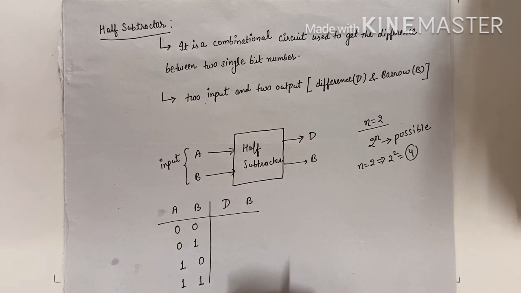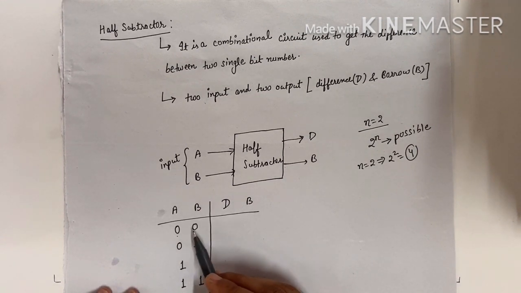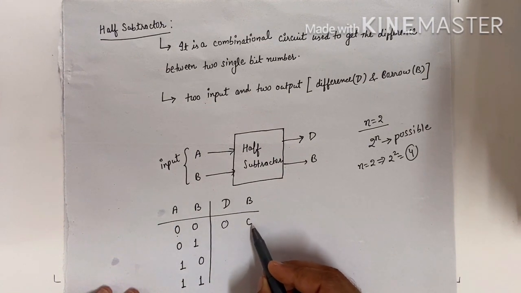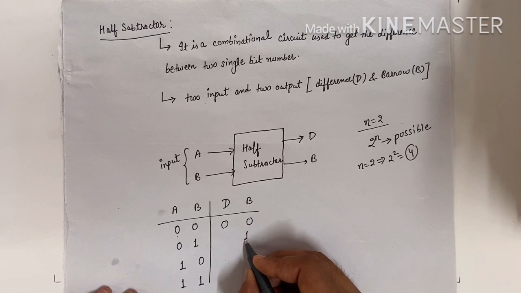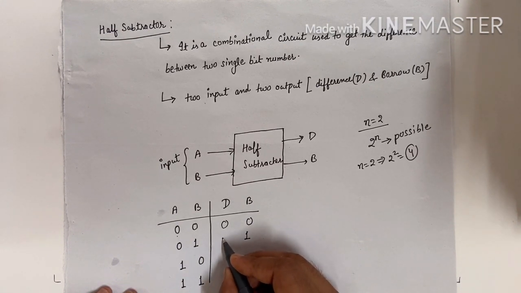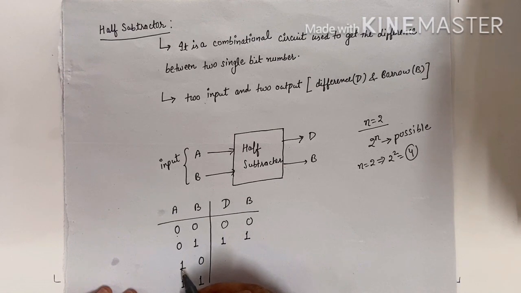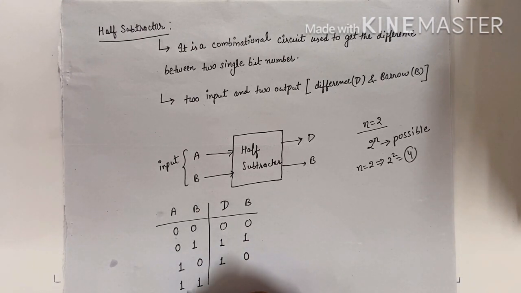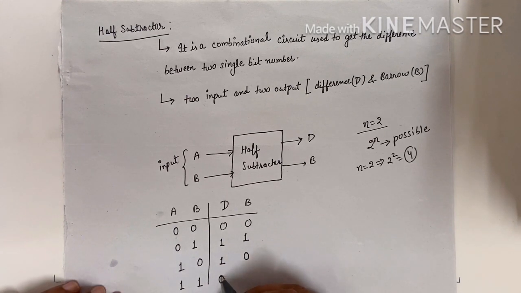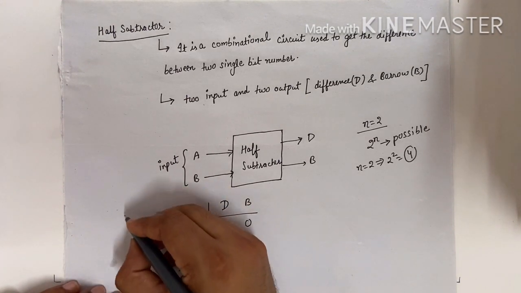Now we have to write the output of half subtractor. If we subtract 0 and 0, we get difference 0, because 0 minus 0 is 0, and borrow is 0. If we subtract 1 from 0, we have to take a borrow, so we write borrow 1 and difference is 1. Okay, now we subtract 0 from 1, 1 minus 0 is 1 and borrow is 0. Okay, it is clear. Now we subtract 1 and 1, 1 minus 1 is 0 and borrow is 0. This is the truth table of half subtractor.